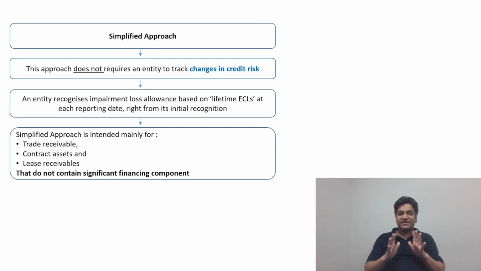So in case of the simplified approach, an entity recognizes impairment loss allowance based on lifetime ECLs at each reporting date right from its initial recognition. And why is lifetime ECL computed? Because these financial assets are generally short term in nature, which are due within the first 12 months only, and as such a 12-month ECL and a lifetime ECL would be the same.